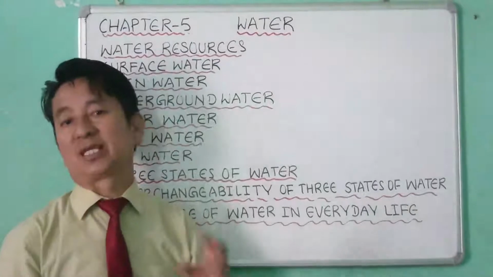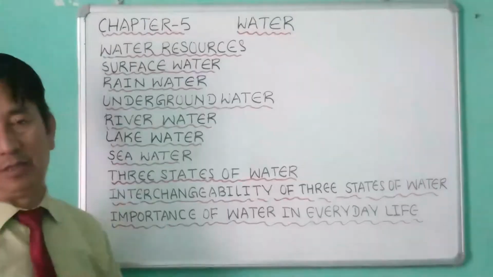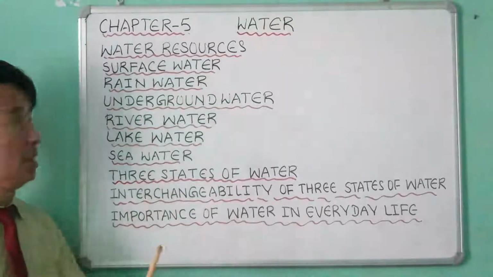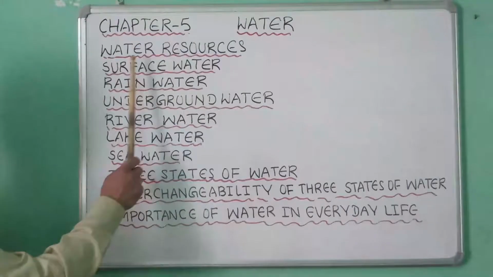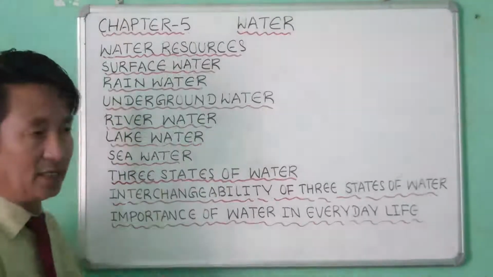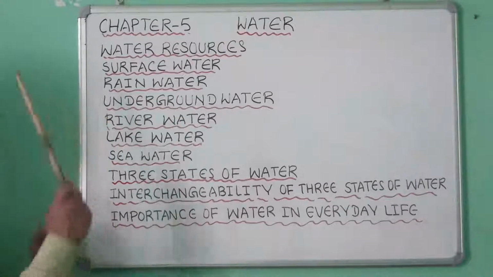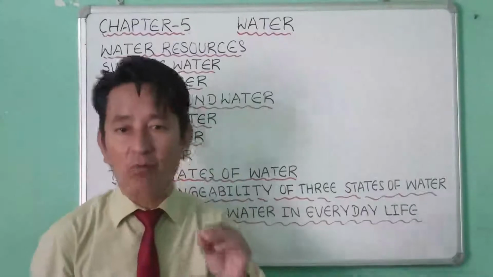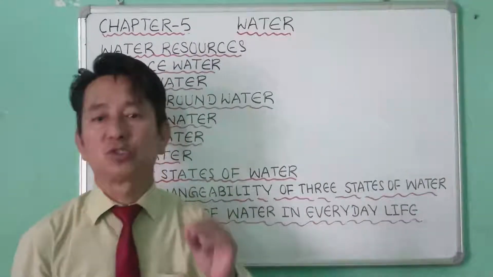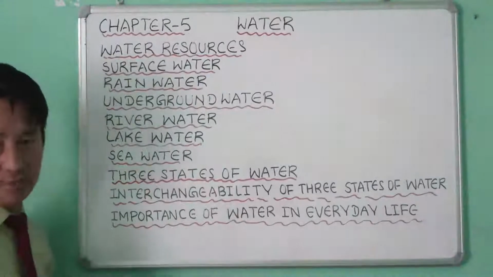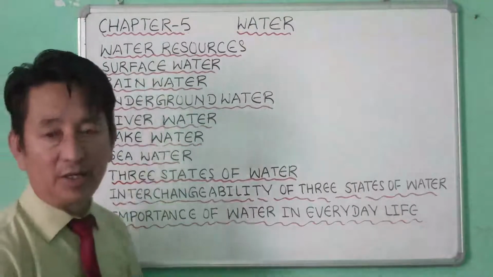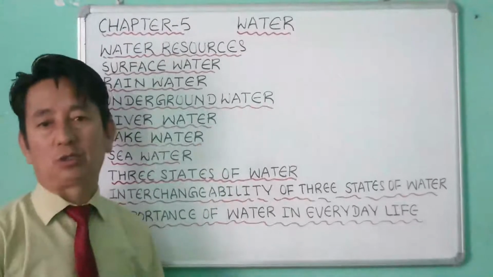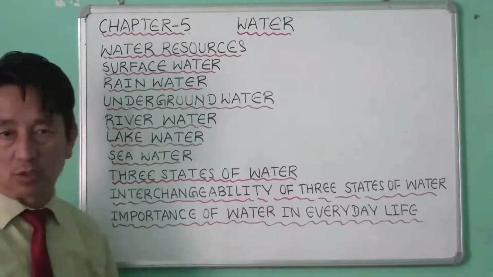These sources get water from rain. That means rain is the main source of water. Now, the important water resources can be classified as surface water and rainwater. Now, what is surface water? The water which is found on the surface of the earth is known as surface water. River water, lake water, pond water, sea water, ocean water are examples of surface water.